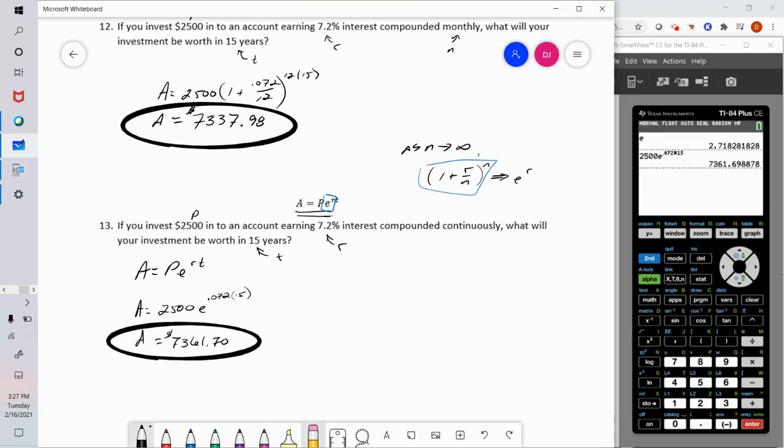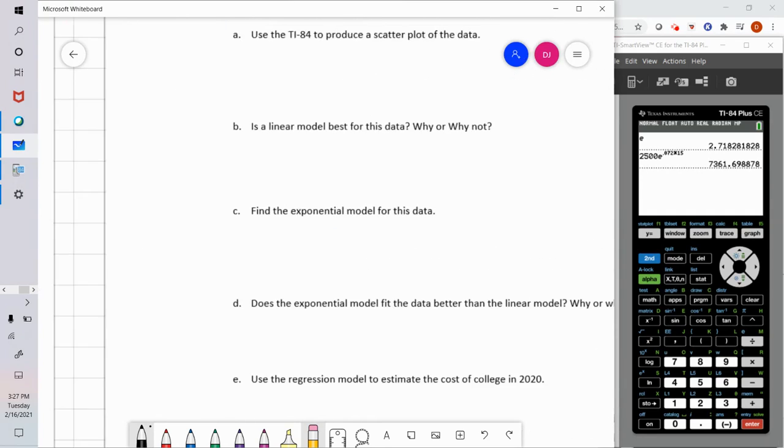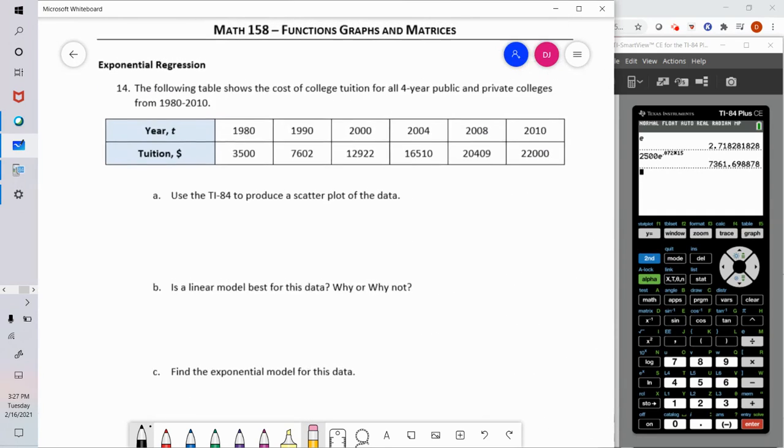So notice that my investment is slightly more if I invest in an account compounded continuously as opposed to compounded periodically. Okay, so let's look at one more example.